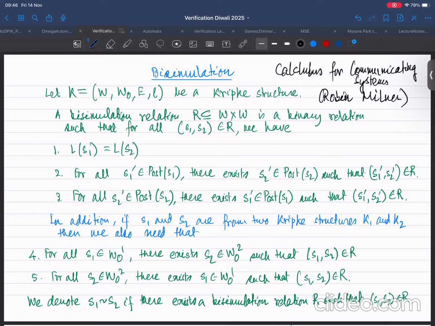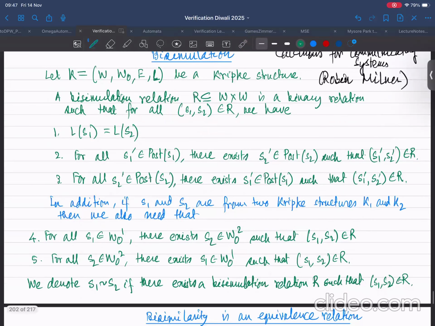So let's see what a bisimulation is. Let's consider a Kripke structure of this form: you have a set of worlds, W0 is the set of initial worlds, E is the edge relation among the worlds, and L is the labeling function. A bisimulation is a binary relation.